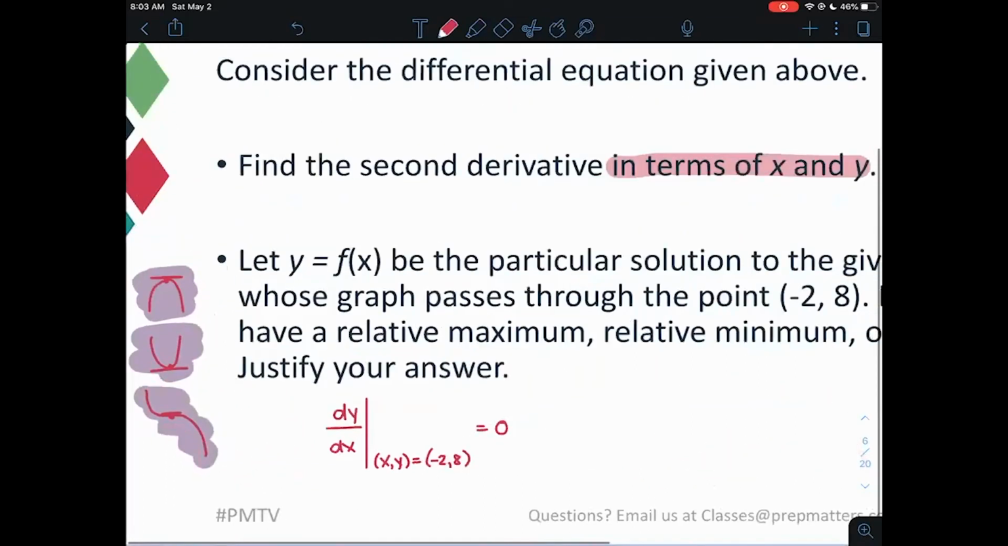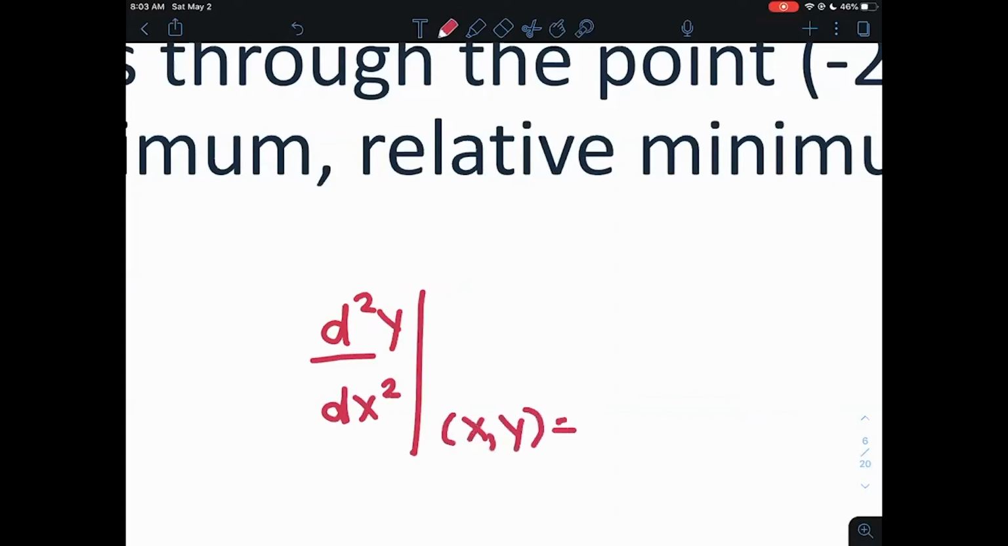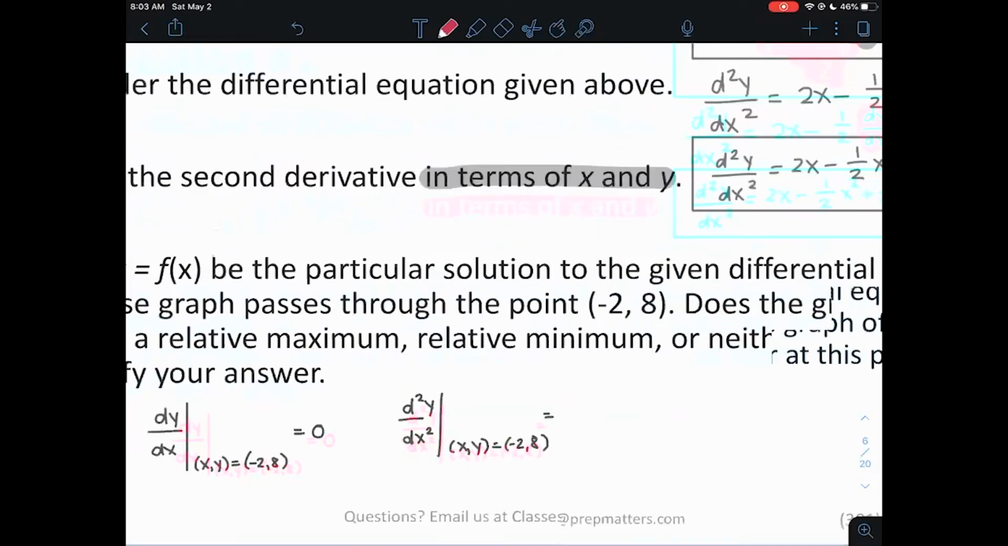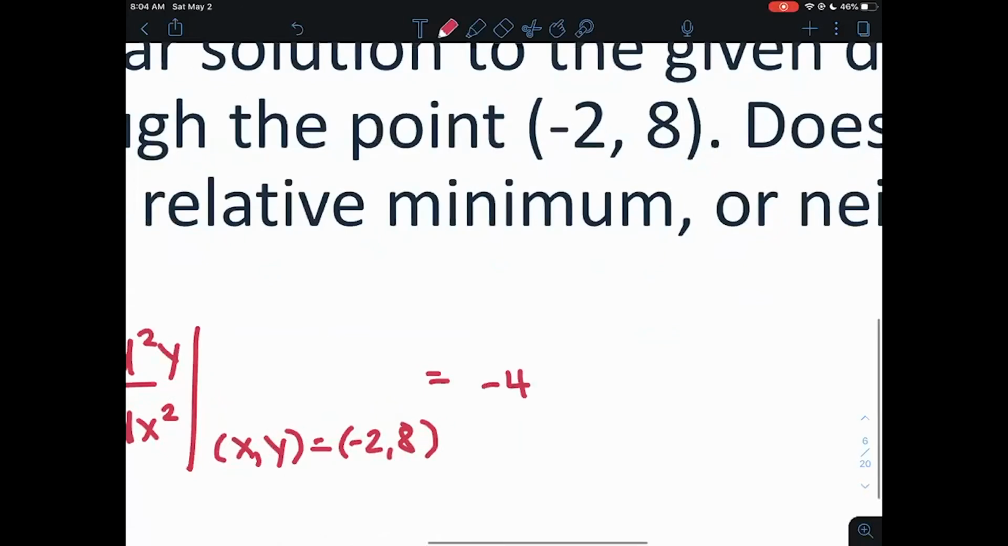So we are going to do the same thing here. We are going to do the second derivative and evaluate that at the point -2, 8. And when we do that, we're going right to this function that we calculated, -2 in for x, 8 in for y. And in that case, we will get -4.